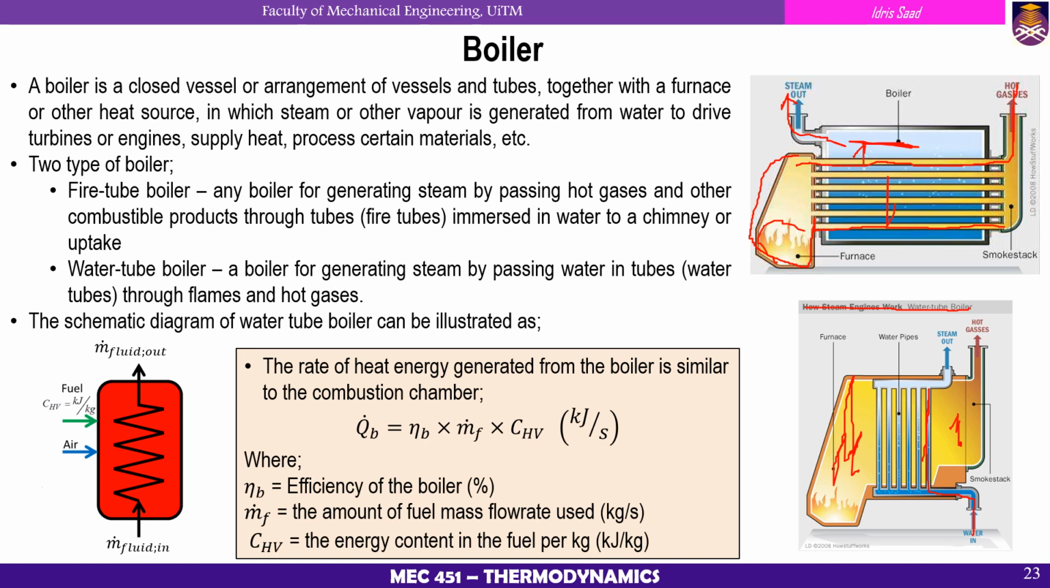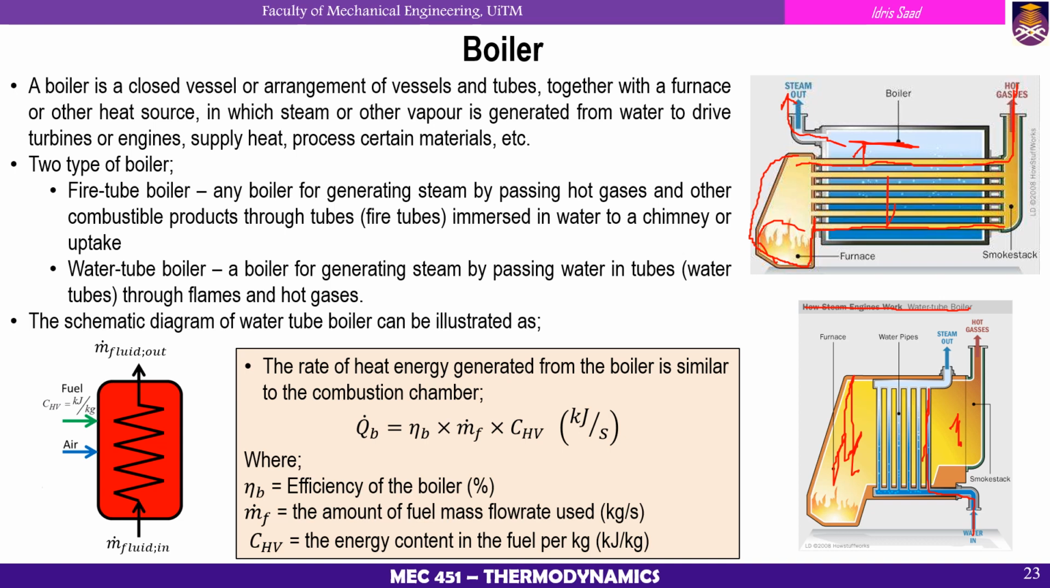Therefore, the heat from the boiler is transferred into the water, and the water will change its phase from liquid into superheated steam at the end of the boiler. This superheated steam consists of high energy and normally will be directed into the steam turbine to produce power from the steam turbine.